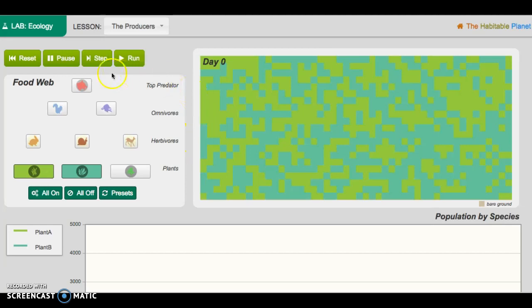We have this food web here, okay? It's got some different organisms on it. We got plants, herbivores, omnivores, predators, and you'll see that some of them are highlighted. And then over here we have this square.